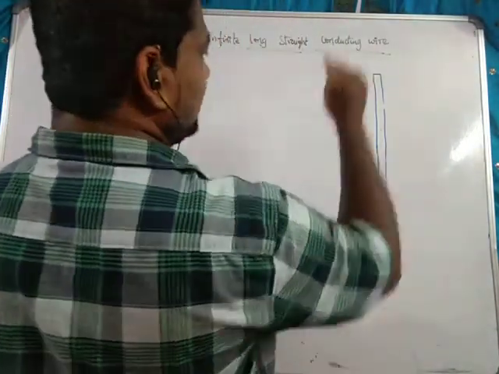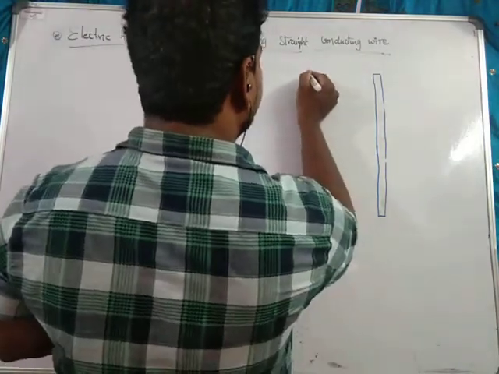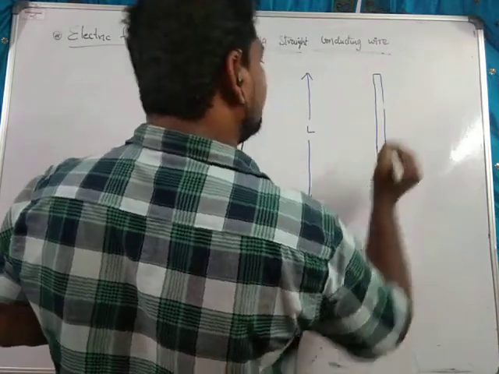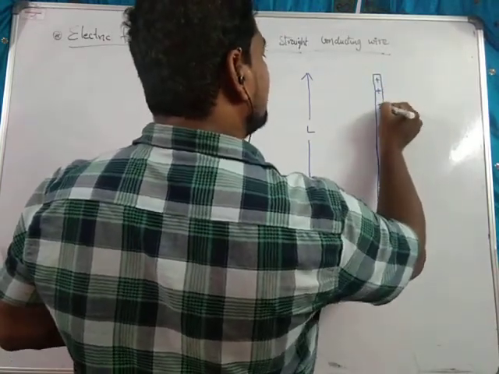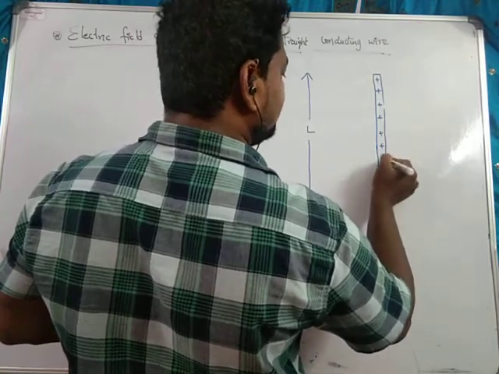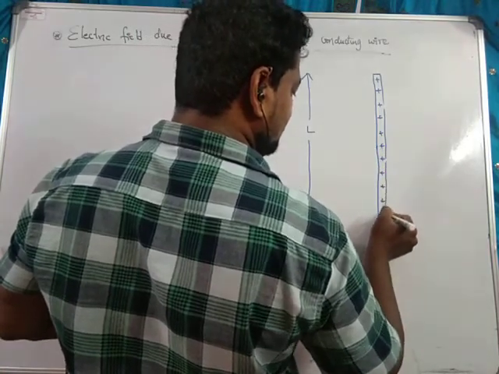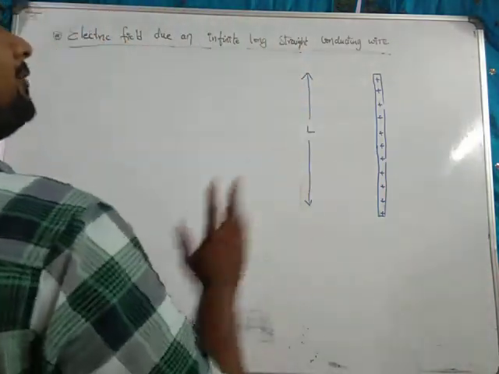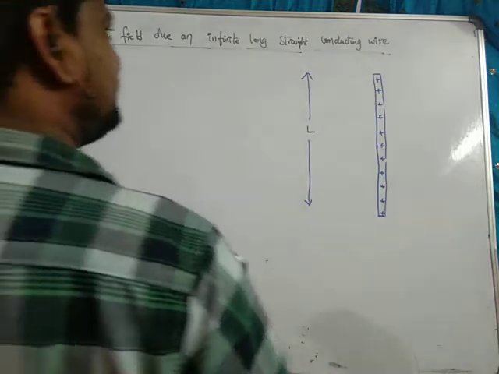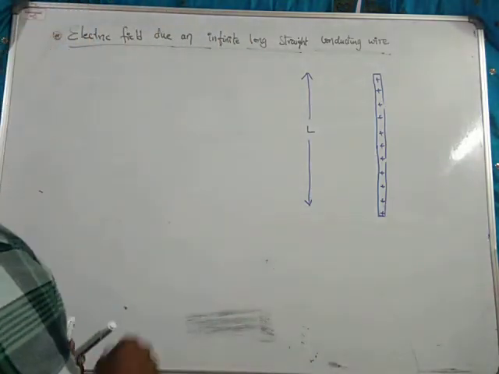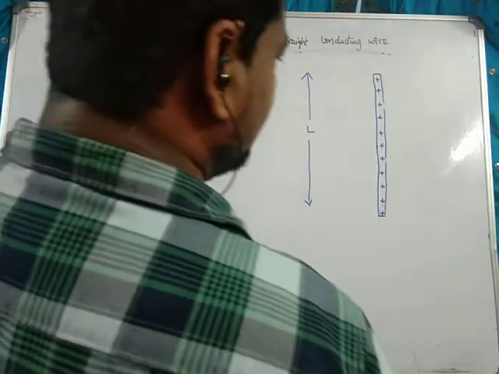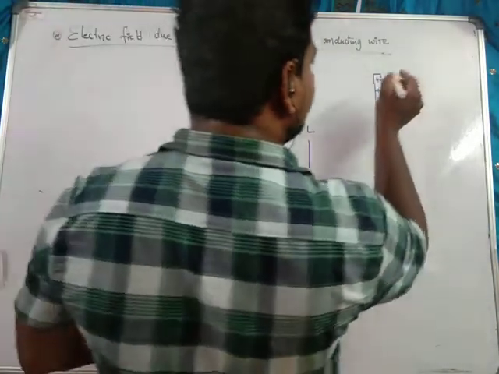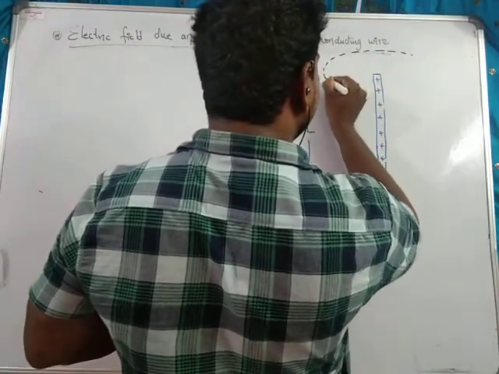Suppose it has a length L. We consider this a positive charge, so we place some positive charge, and it is infinite, so consider it an infinite length. Now, whenever we want to apply the Gauss theorem, we need a Gaussian surface. A Gaussian surface is nothing but some imaginary surface.